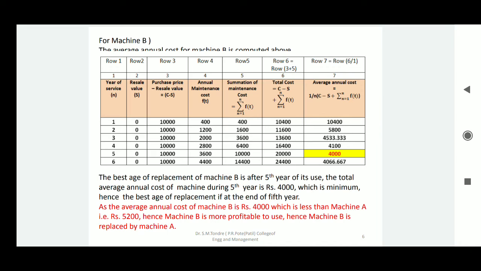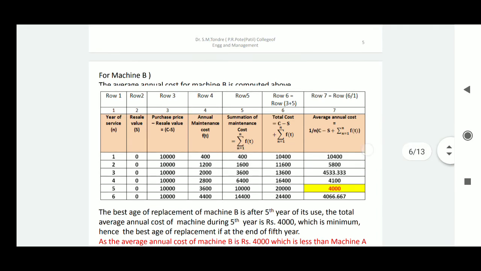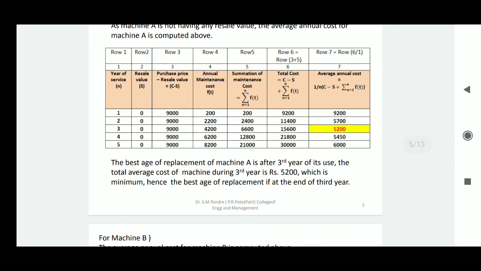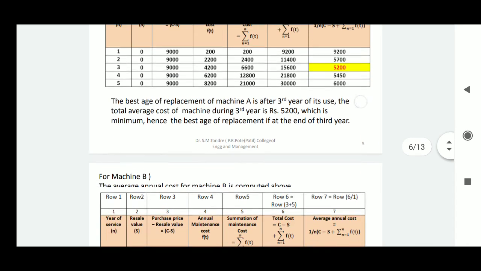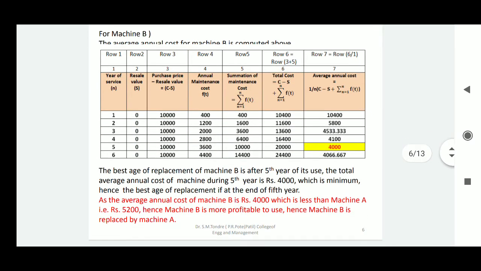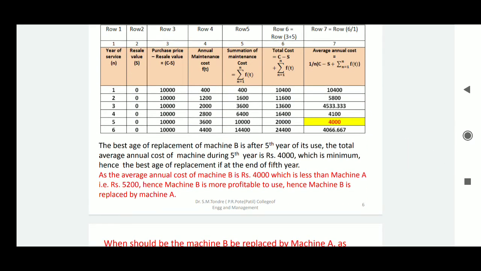Why? The answer is because the average annual cost of machine B is rupees 4,000, whereas the average annual cost of running machinery A is rupees 5,200, which is very high compared to machine B. Hence, running machinery B is profitable for us because the cost is less, that is rupees 4,000. Hence, we can replace machine A by machinery B. So that is our answer.